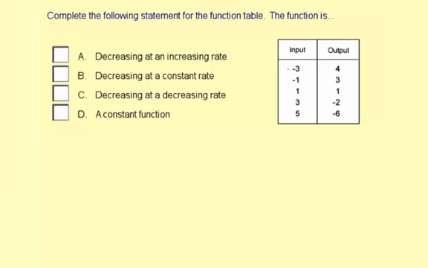So let's start figuring out the input changes here. -3 to -1, that's plus 2. -1 to 1, plus 2. 1 to 3, plus 2. 3 to 5, plus 2. Let's look at the outputs.